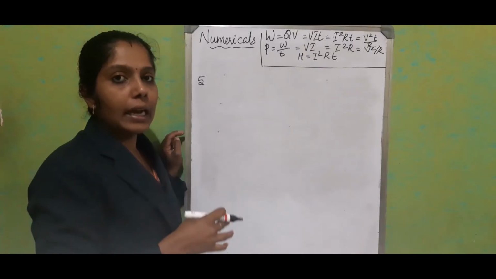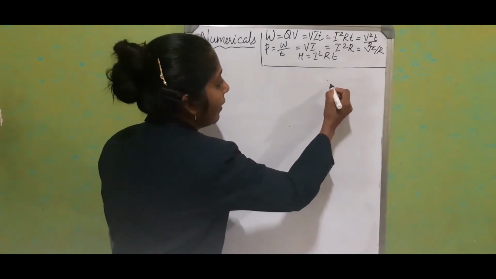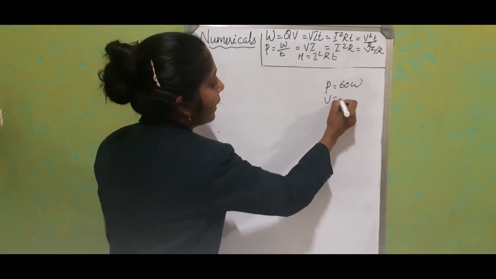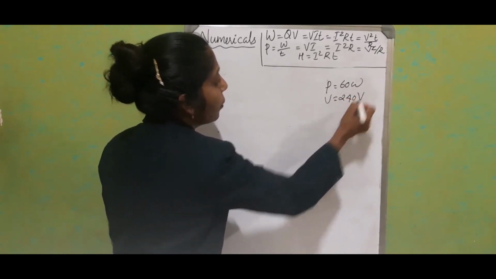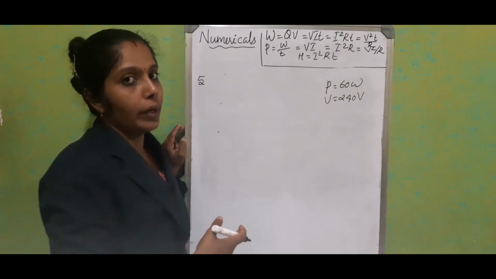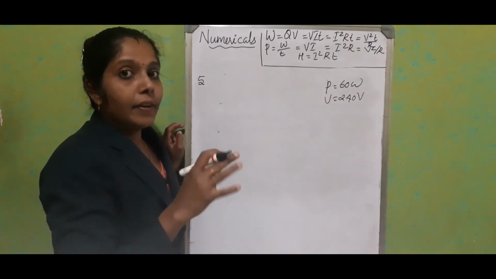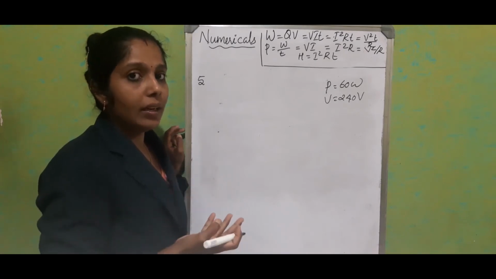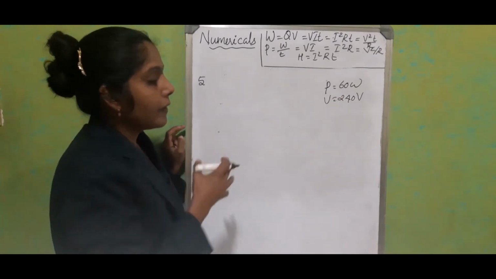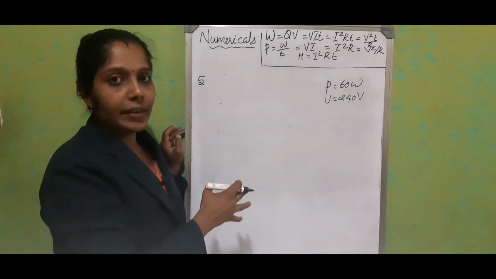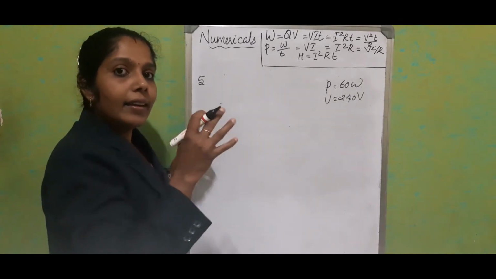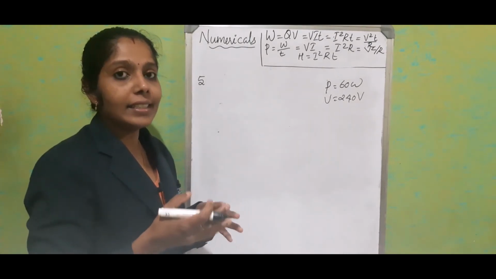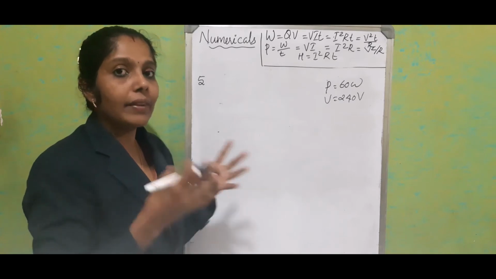Fifth question: it is given that a bulb rated power 60 volts and voltage 240 volt is connected to a power supply of 240 volt. If two such bulbs are connected in series, what happens to the brightness? First we will find out, only these are the data given, and the second condition is that two bulbs are connected in series. After connecting in series, why the brightness is reducing, that we have to give the explanation.